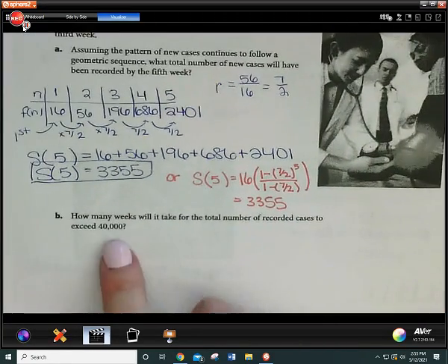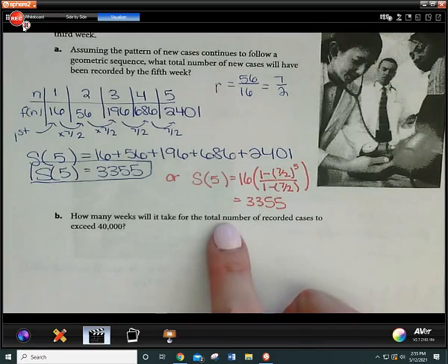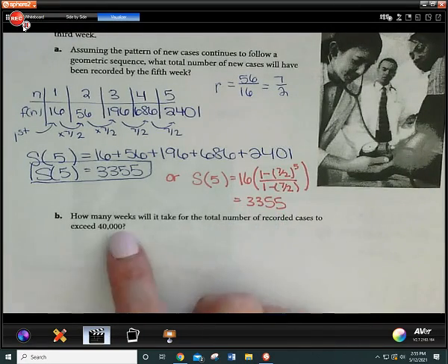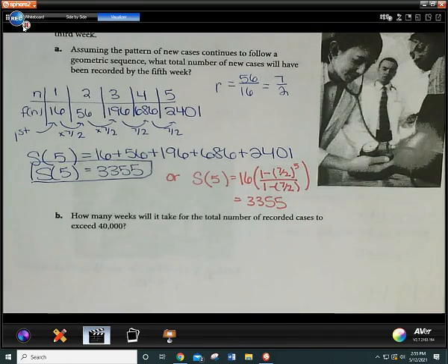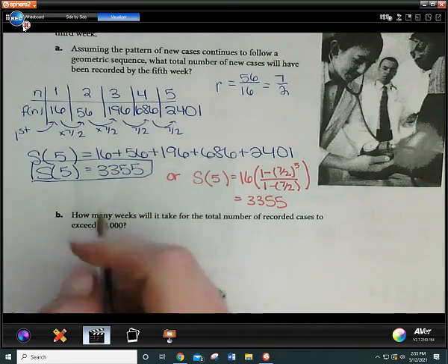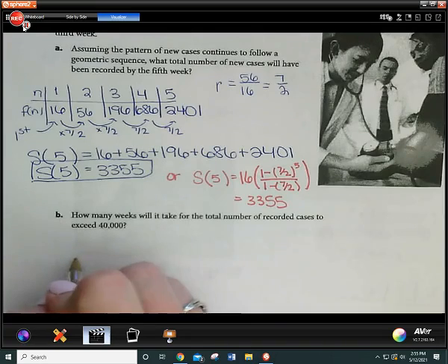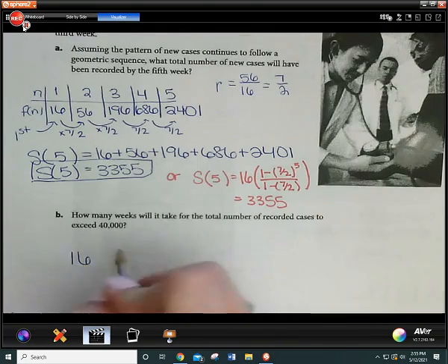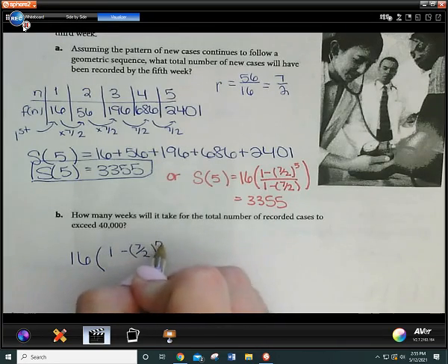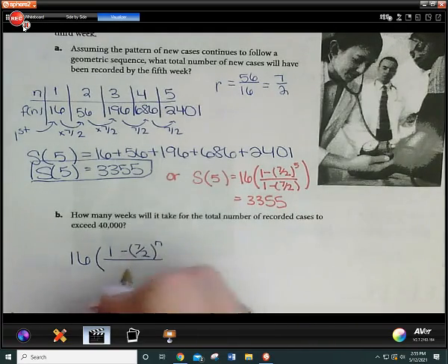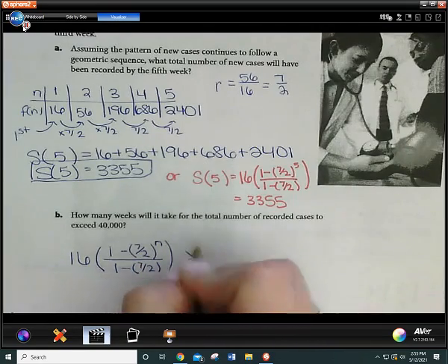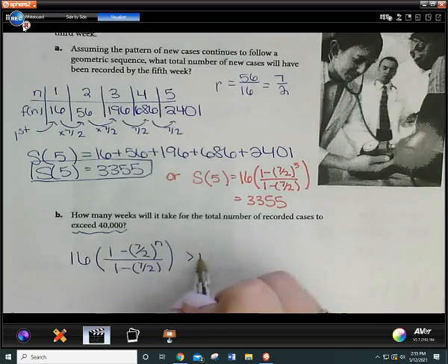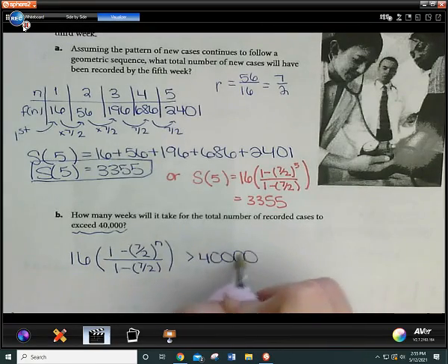So then it wants to know, how many weeks is it going to take for the total? So when is this total going to be over 40,000? If I take that 16 times 1 minus 7 halves to the n, I want to know when this is going to be over 40,000. When is it going to exceed? That means when is that going to be greater than 40,000?